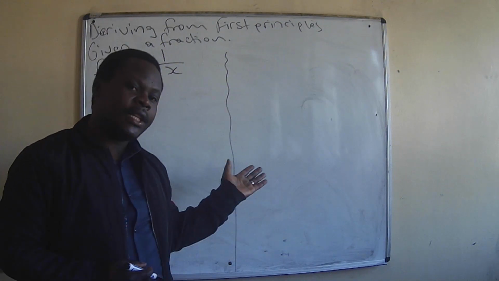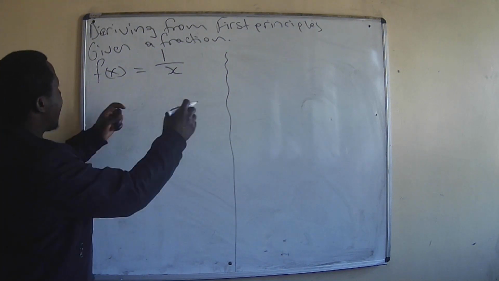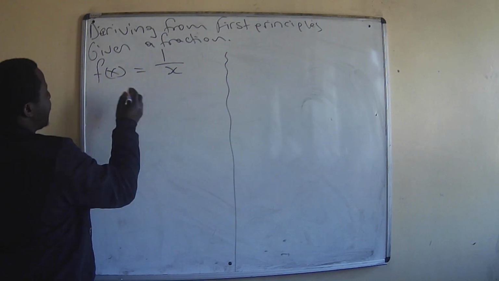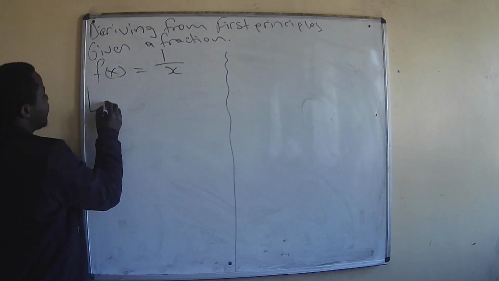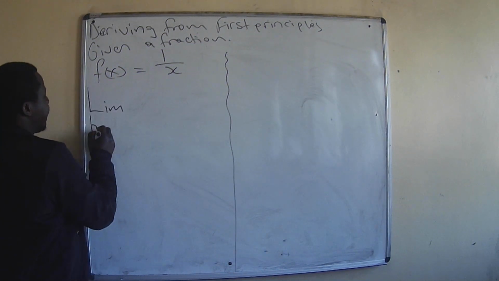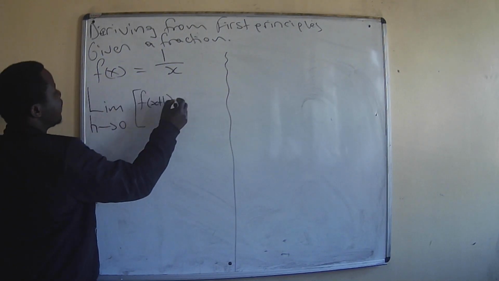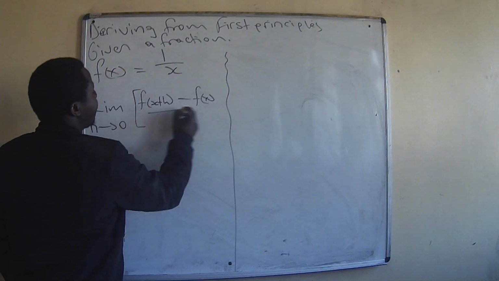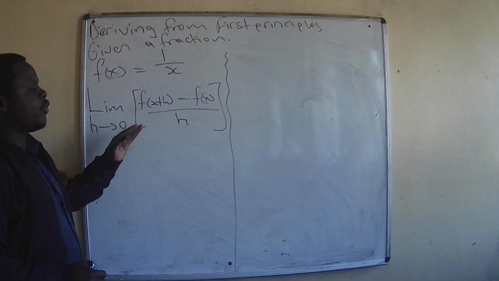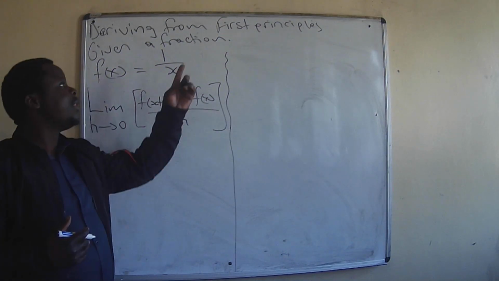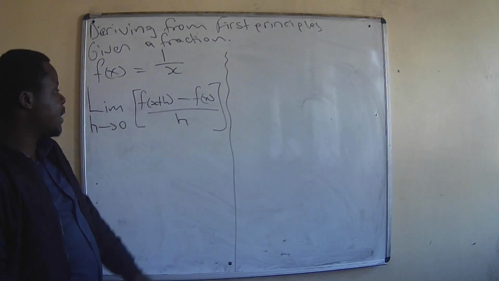So let's get into our content for the day. Like I said, we are on first principles. So step number one, just like what we said before, we need the formula, which is the limit as h tends to 0 of f of x plus h minus f of x, divided by h. This is the formula all the time. Whenever you see the words first principles, do not forget this formula.